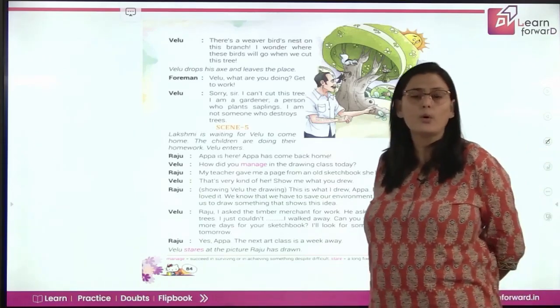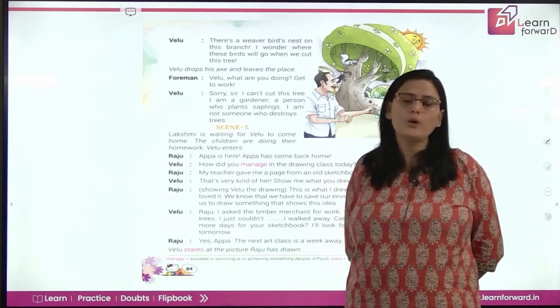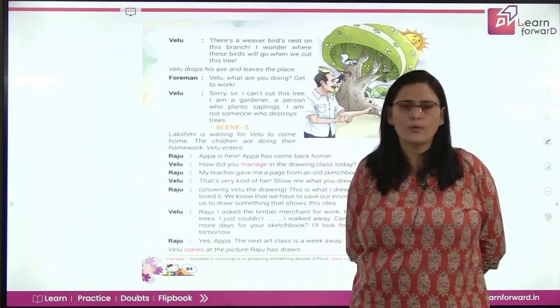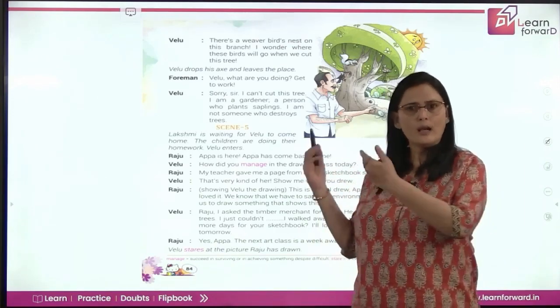So see, he was such a gentleman, though he was in need of money. Even then, his inner conscience did not allow him to cut the trees.